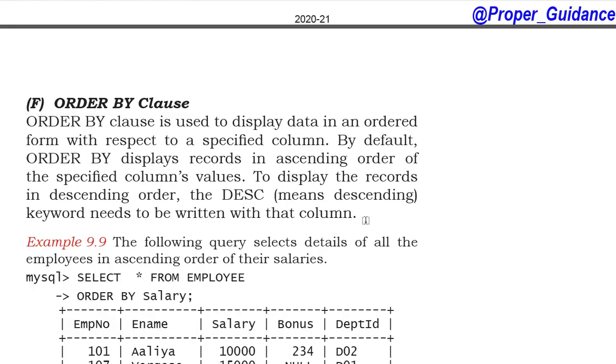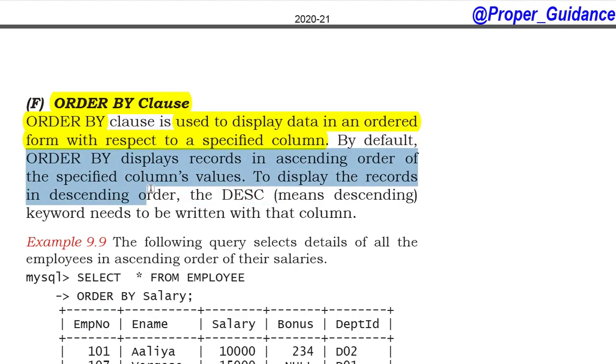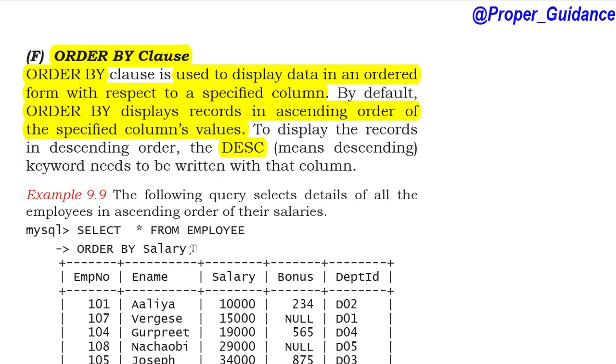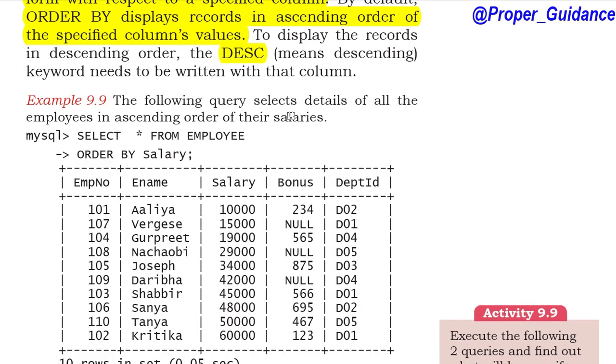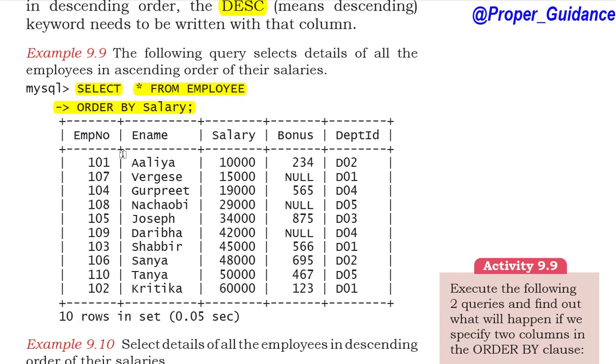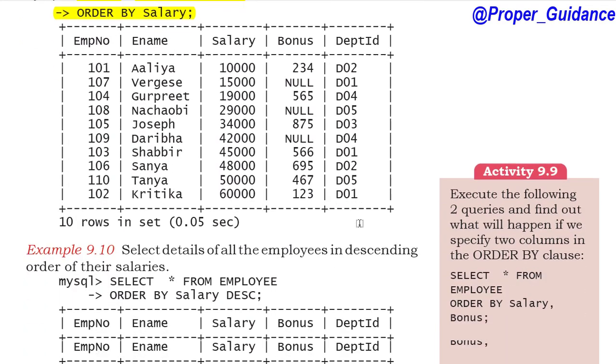Okay. So next, the ORDER BY clause. ORDER BY, as the name implies, is used to display data in an ordered form with respect to a specified column. By default, ORDER BY displays records in ascending order of the specified column's values. To display the records in descending order, the DESC keyword, meaning descending, needs to be written with that column. The following query selects details of all the employees in ascending order of their salaries: select from employee order by salary, with employee name, salary, bonus, department ID.